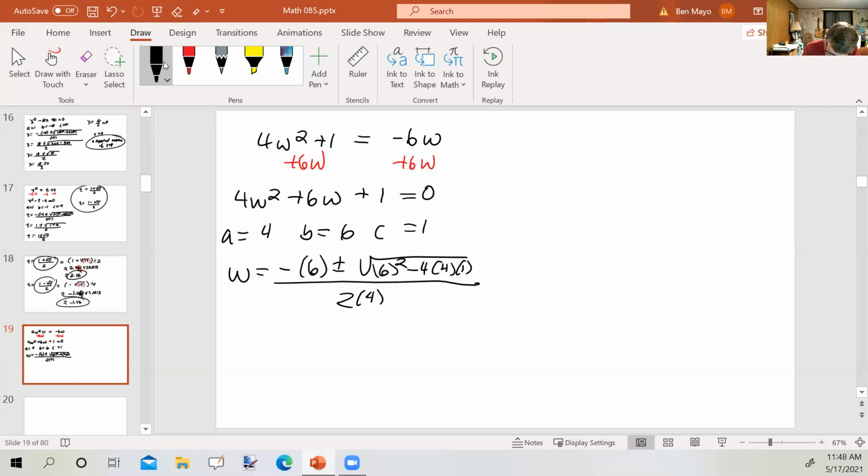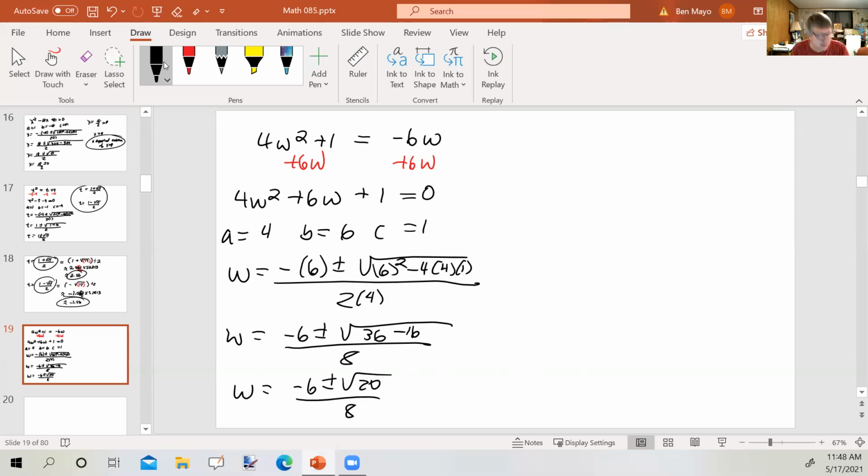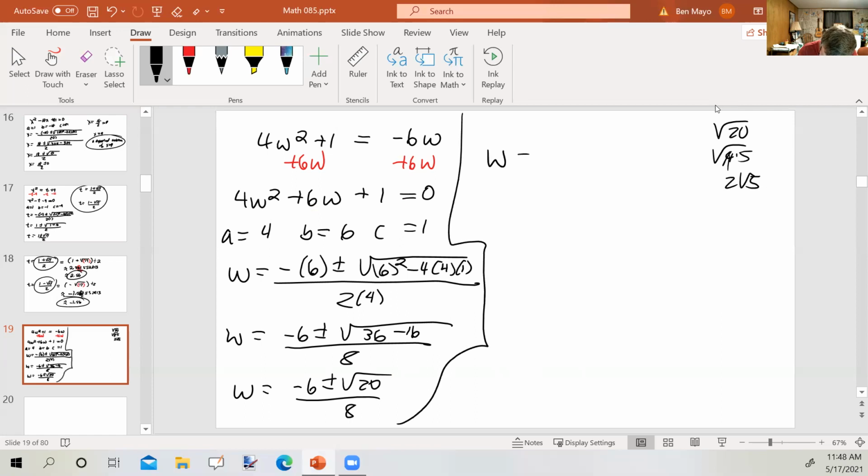So what do we have here? W equals negative 6 plus or minus the square root of 36 minus 16 over 8. W equals negative 6 plus or minus the square root of 20 over 8. But I can simplify the square root of 20. Recall, the square root of 20 is the square root of 4 times 5, which would be 2 square roots of 5. So this could be written as W equals negative 6 plus or minus 2 square roots of 5 over 8.